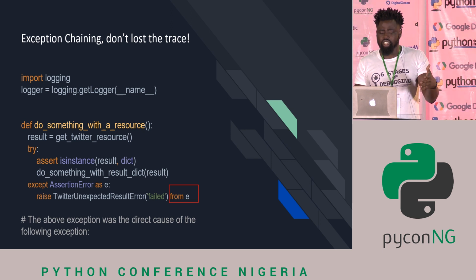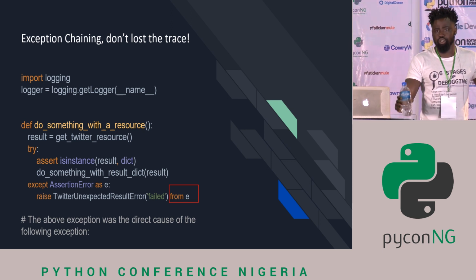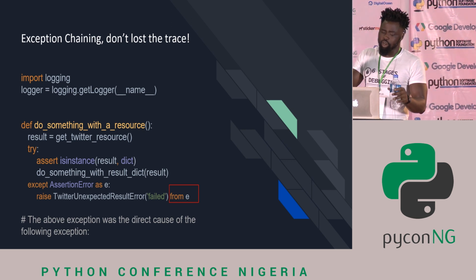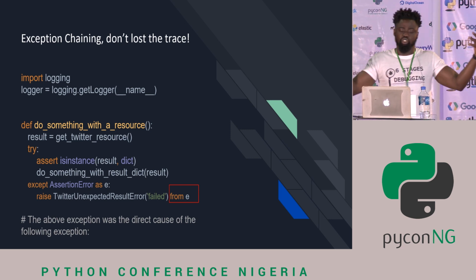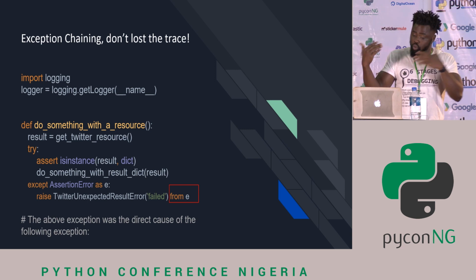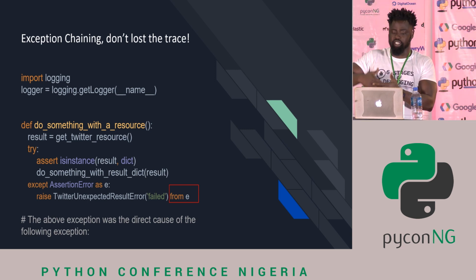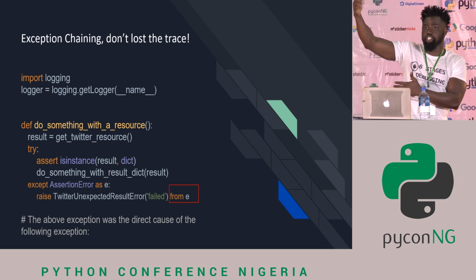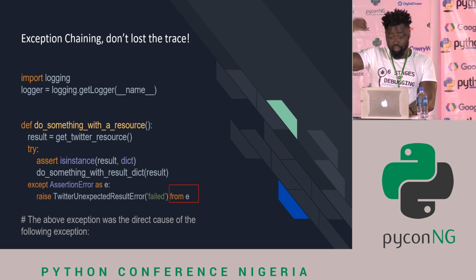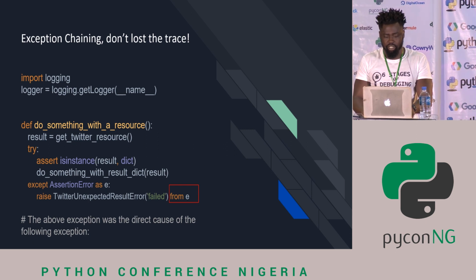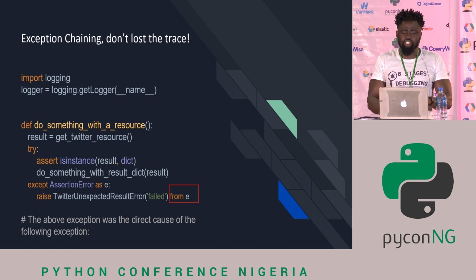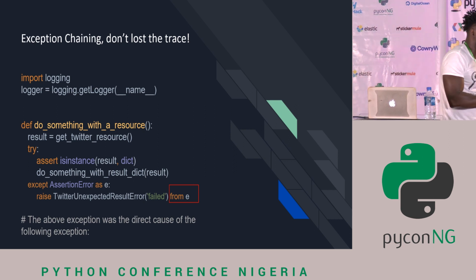So with exception chaining, instead of just raising a custom error, you raise a custom error with a from statement. What happens in your tracebacks is that instead of giving you one traceback, it gives you two tracebacks. So you can see that the Twitter unexpected error happened as a result of the assertion error, and you can also see the value of the dict possibly and the type of the object. So that's just briefly about exception and exception handling.